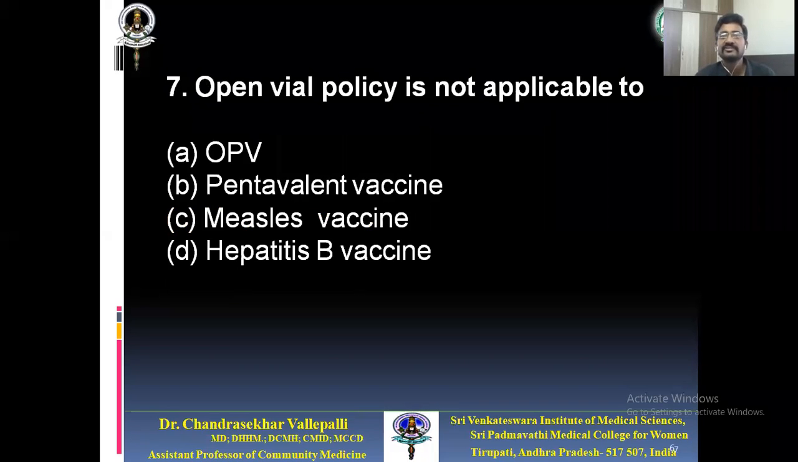Open vial policy is not applicable to which vaccine? Measles. Yes, measles is the correct answer. The remaining 3 will come under the open vial policy. Can you name, other than measles, which do not come under it? BCG, Japanese encephalitis. Very good. BCG, measles, and Japanese encephalitis. You can also add rotavirus.